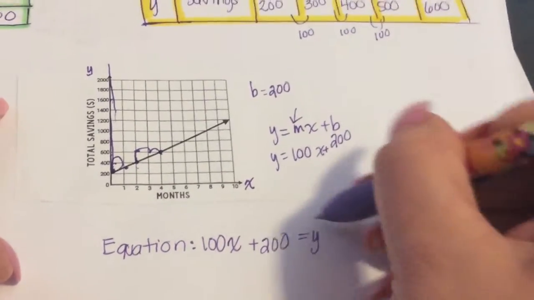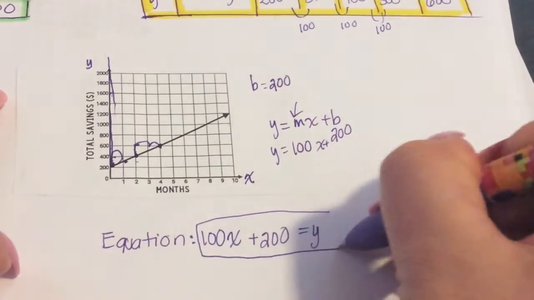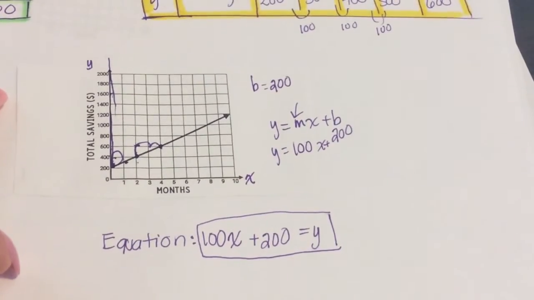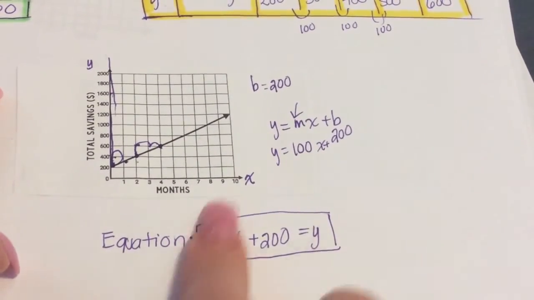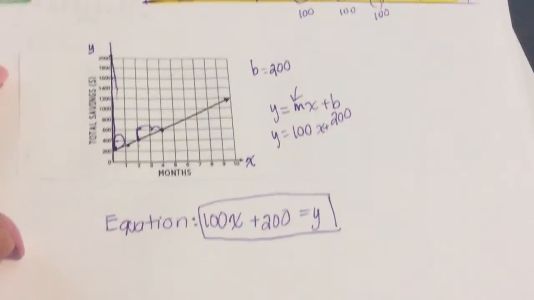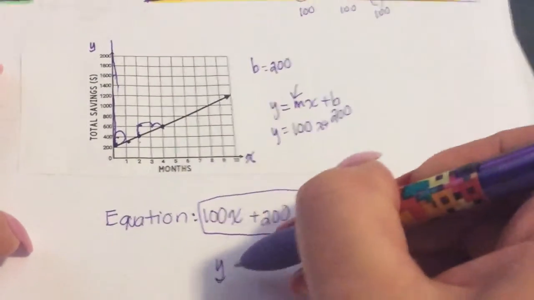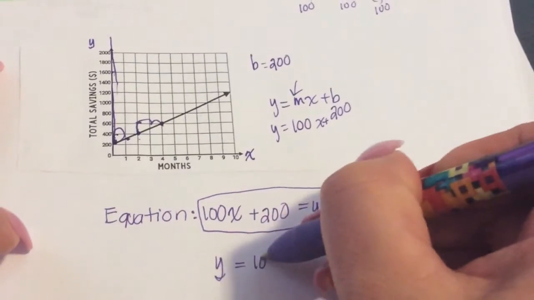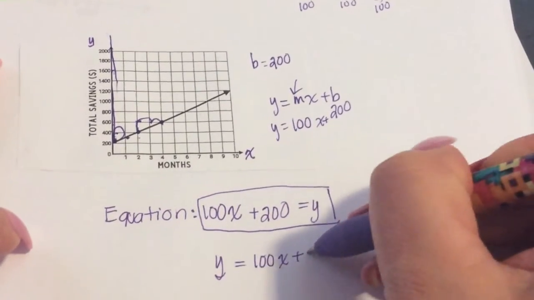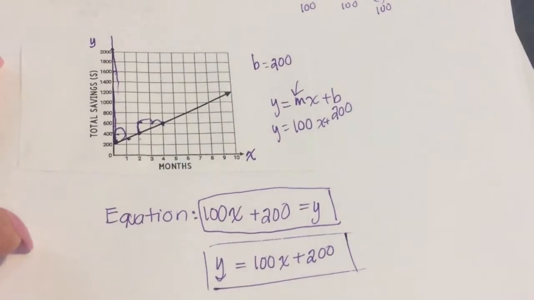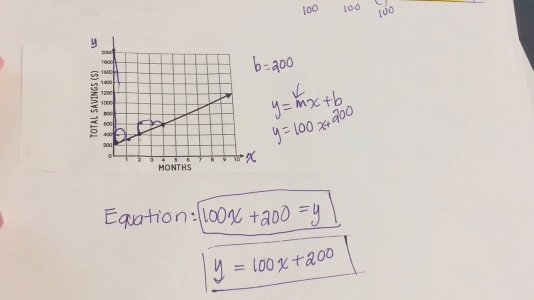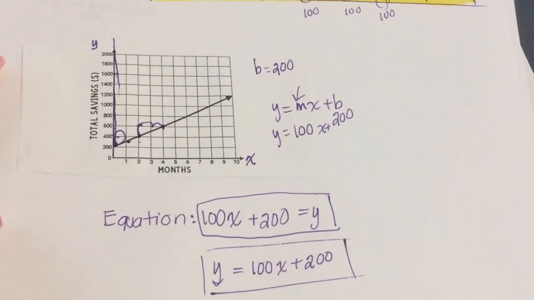equals y. Could I have done this by writing the y at the end? Yes, of course. You can completely swap the sides, and it's correct. But let me rewrite it: y equals 100x plus 200. And this is a more typical type of question that you're going to see. I'm just going to show you a few examples that you're going to be dealing with this week. And then we're almost done.